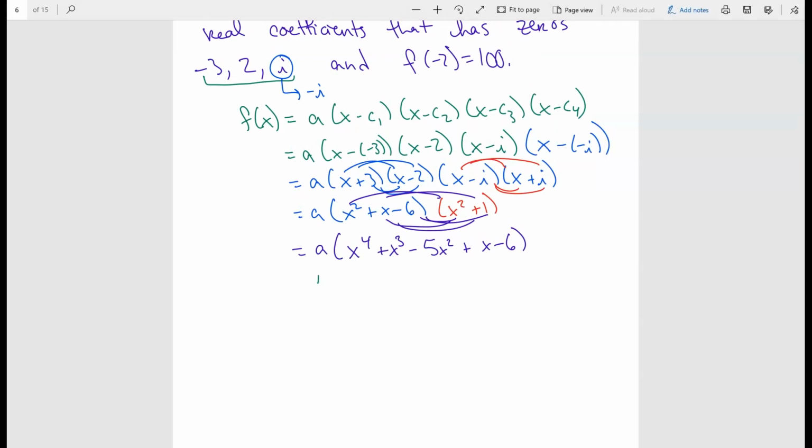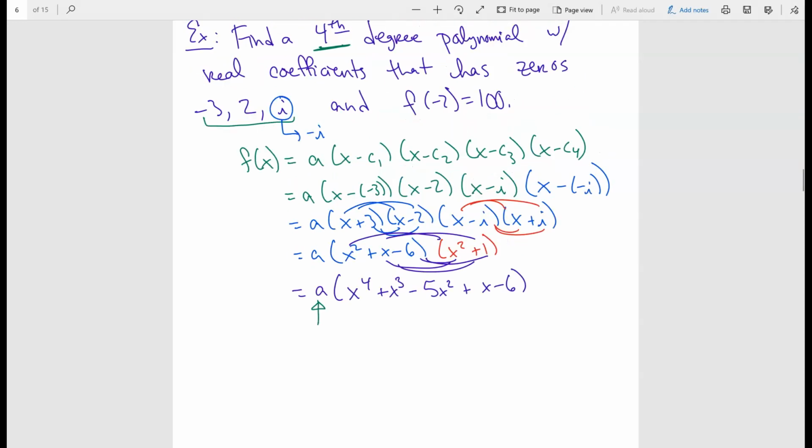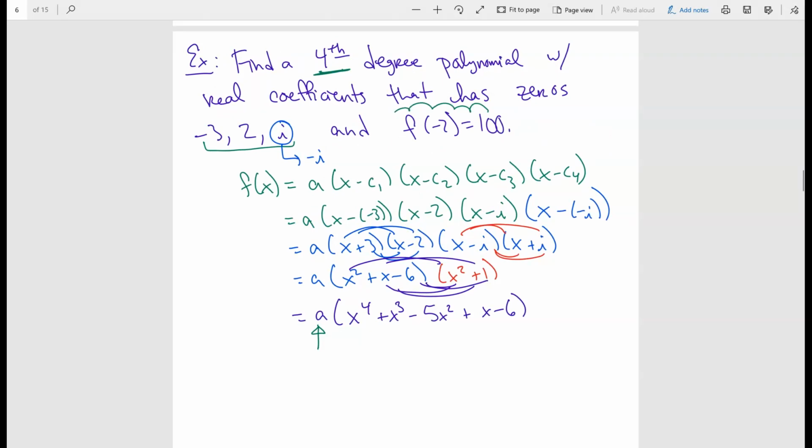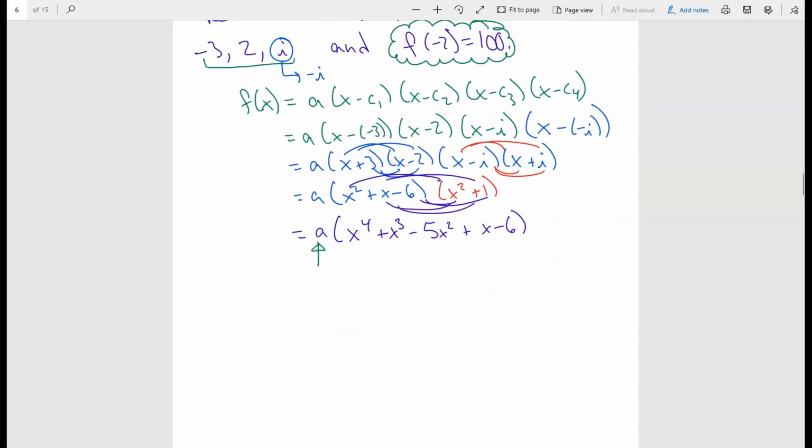Okay. So now what we want to do is, well, we need to figure out what this a value is. What is going to be this a? Well, that's where we're going to use this additional information, f of negative 2 is equal to 100. So I'm going to plug in f of negative 2 into the function with a. So you're going to have negative 2 to the 4th power, negative 2 to the 3rd power, minus 5 times negative 2 squared, plus negative 2 minus 6.